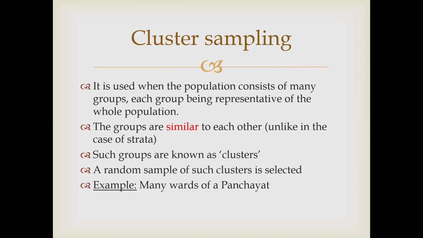See, each ward is similar. So the panchayat is divided into different wards based on location, but the wards are similar. So each ward, we call it a cluster. So if you want to study that panchayat, you need not take all the clusters or all the wards. You take 2 wards or 3 wards. That is called cluster sampling because the wards are similar to each other. Therefore, the wards are known as clusters, and this sampling method is known as cluster sampling.